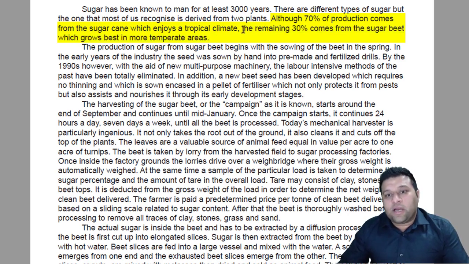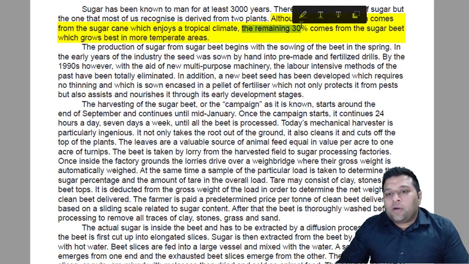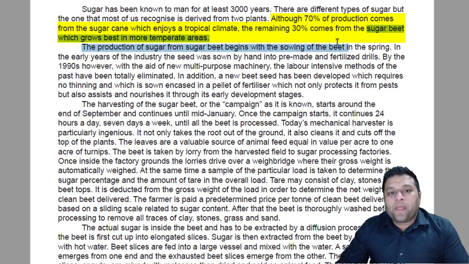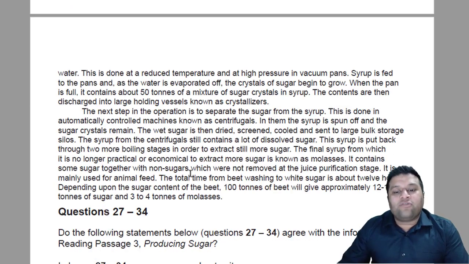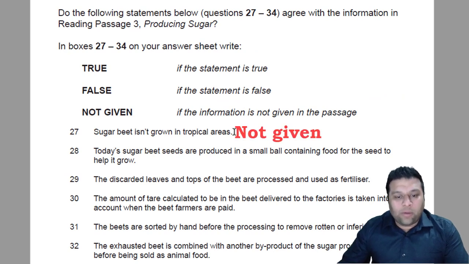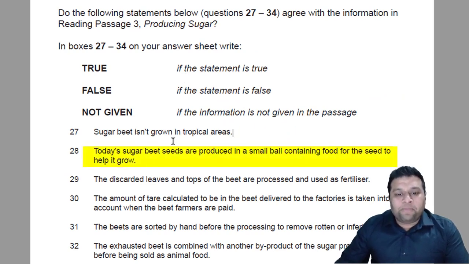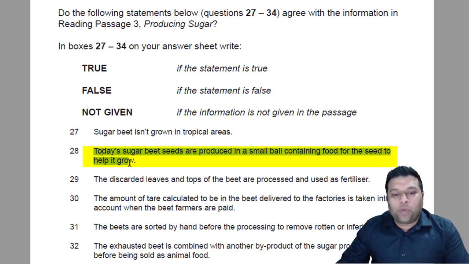In this scenario, they're saying the remaining 30% comes from sugar beet. Sugar beet grows the best in temperate areas. Does that mean sugar beet cannot grow in tropical areas? No. Does that mean it can grow in tropical areas? No. In fact, they're not even telling us whether it can or cannot grow in tropical areas. So the answer has to be not given for this particular one, right? Let's try another one, right? Today, sugar beet seeds are produced in a small bowl containing food for the seed to help it grow, right?